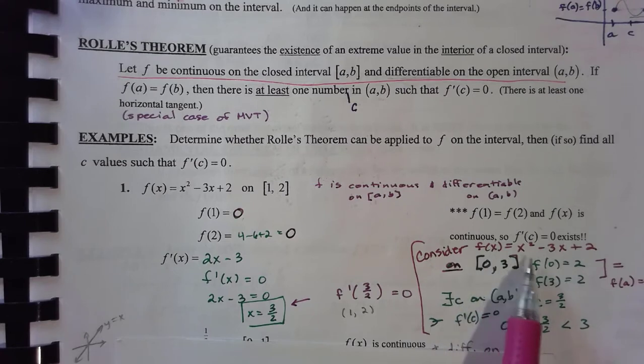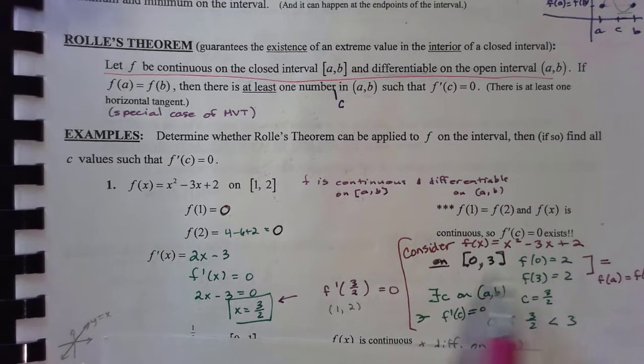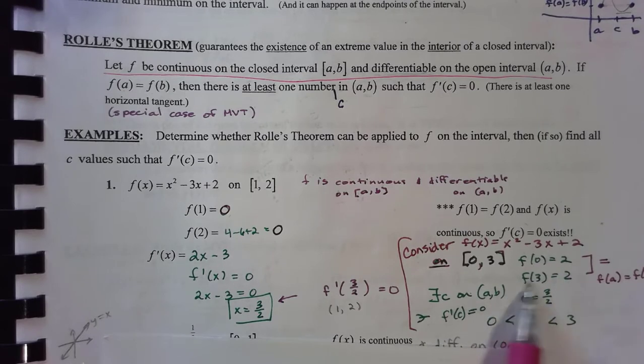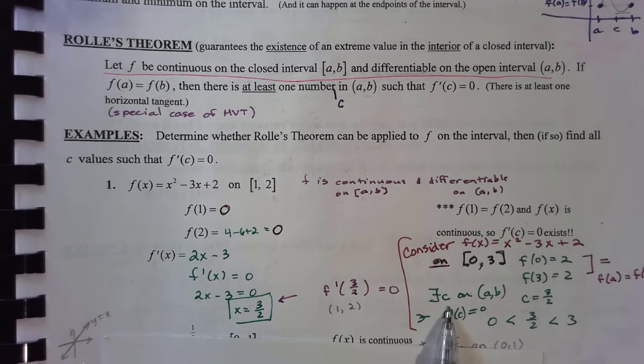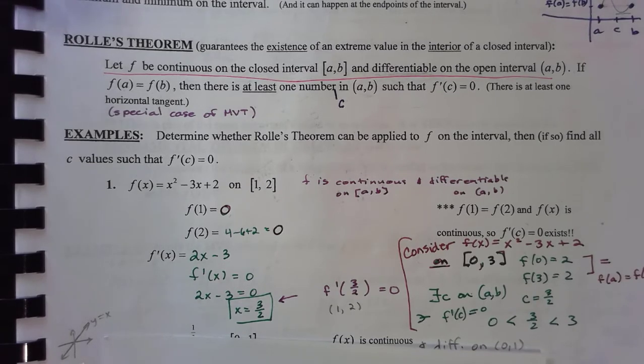Now let us consider the same function, but on the closed interval from 0 to 3. So f at 0 equals 2, f at 3 equals 2. Since our function is continuous, there has to be a c on the open interval where the derivative is 0. And we know that at 3/2, that is between 0 and 3, so we again have that situation.